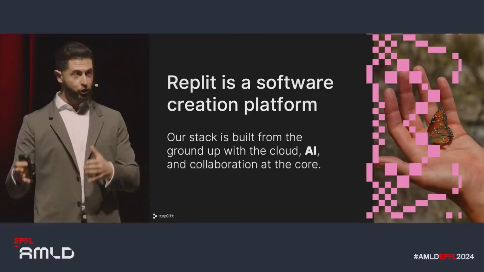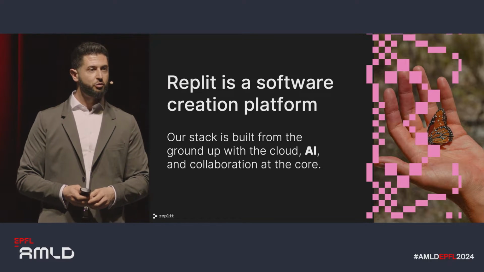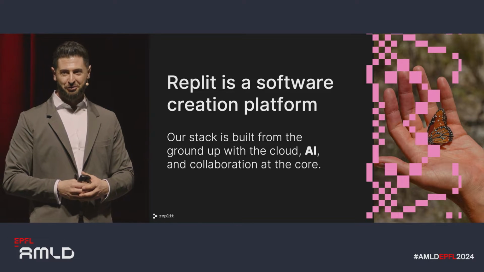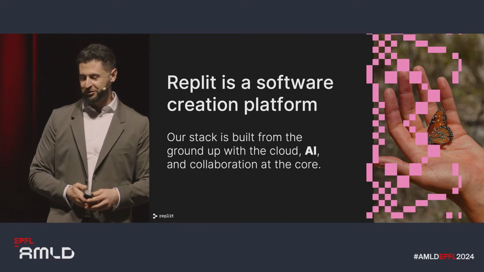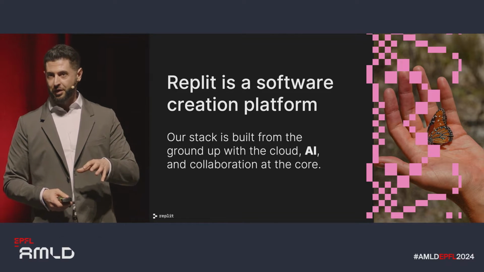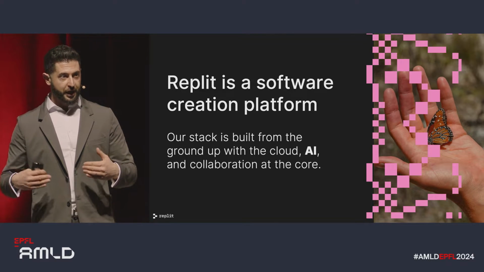It's a software creation platform built over 3 key pillars. The first one is cloud. Then we have AI and collaboration at the core. The reason why we made this choice is because software development has always been painful. And I know many of you here in this room have written code in your life, so you know exactly what I'm talking about. So we are trying to streamline that experience by bringing everything on the cloud.